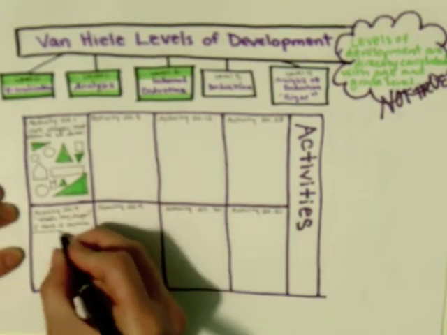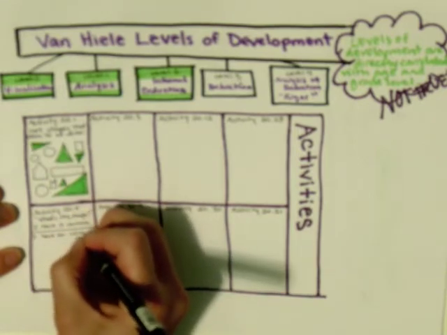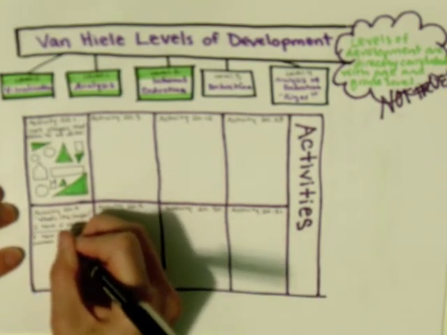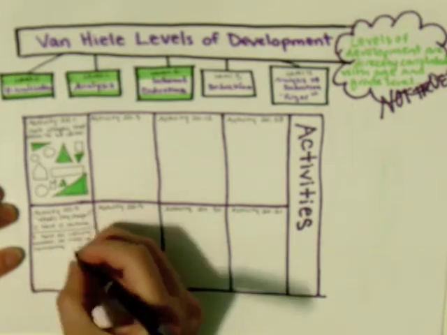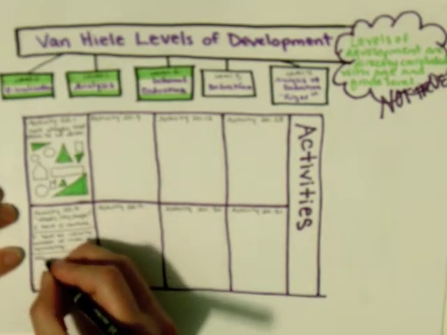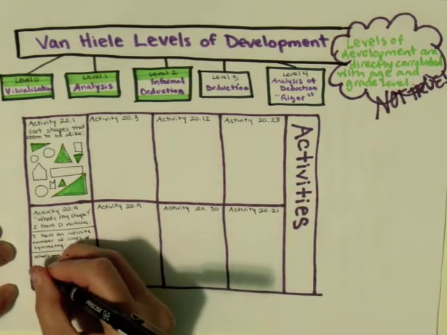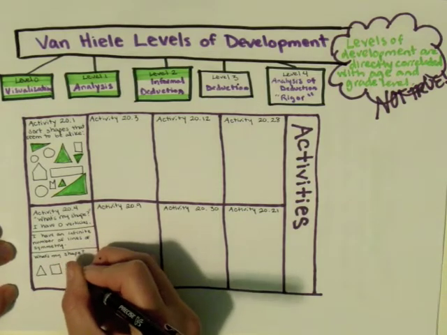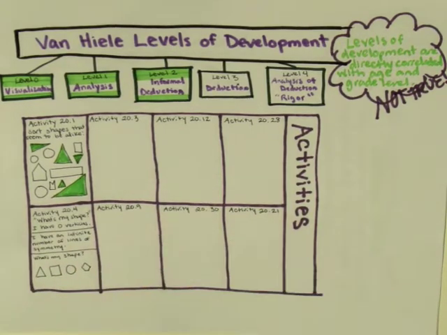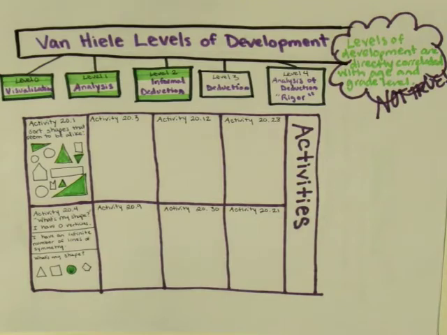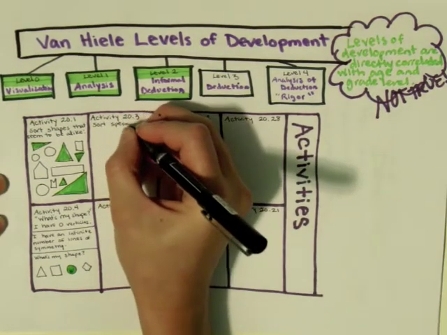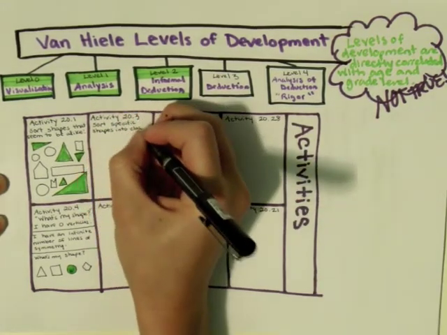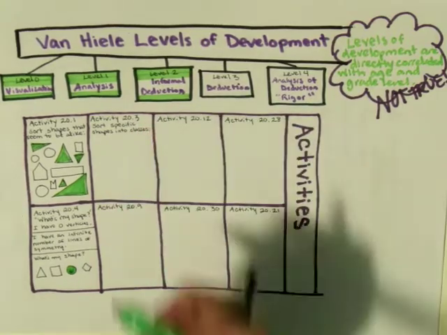Given linguistic cues, students should be able to visualize a shape. The shape visualized in this activity will be the circle. So I will highlight the circle. In Activity 20.3, students will sort shapes into classes.